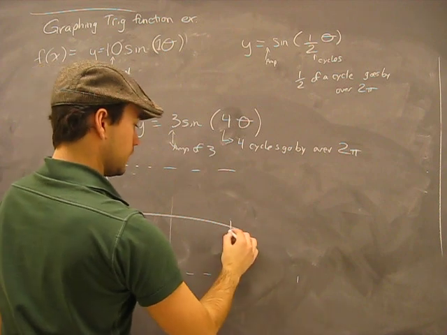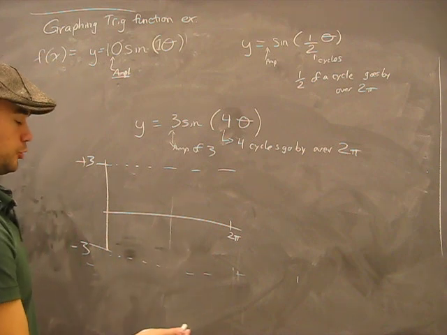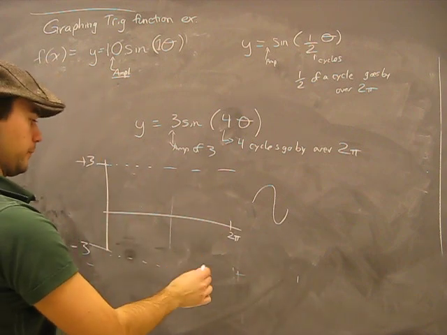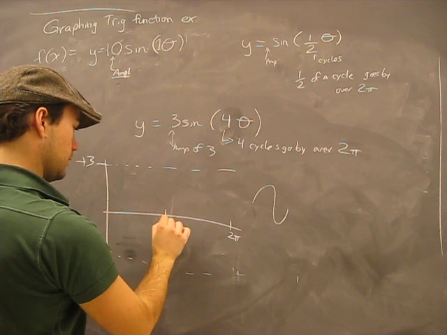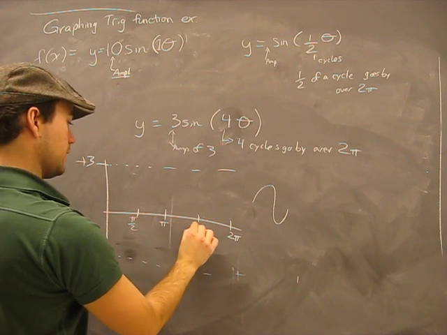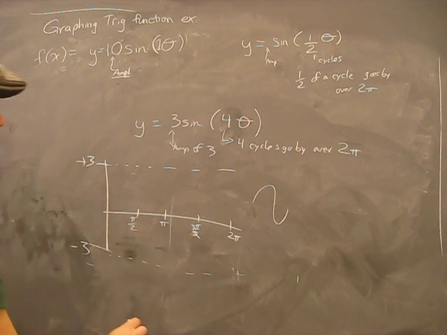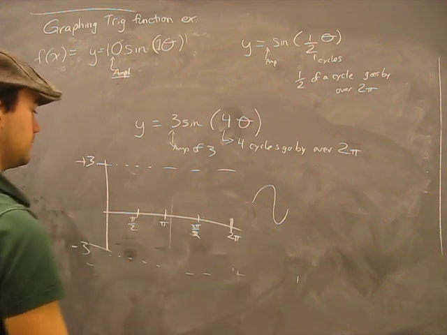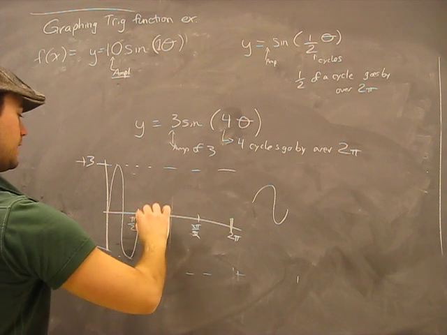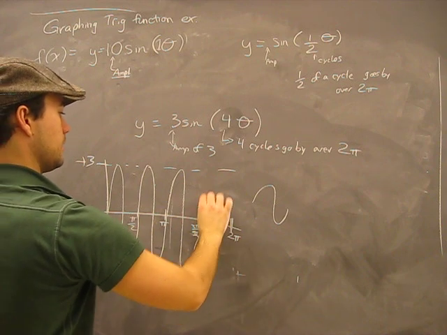2 pi is somewhere on here. Looks good to me. 4 cycles go by through 2 pi, so we're going to have 4 complete cycles. This is our complete cycle, 4 of them. It would be smart to divide this properly into 4. So that'd be pi halves, pi, 3 pi halves, and 2 pi. There's 4 cycles to the end of this thing, so I'll have 1 complete cycle there, another complete cycle there, another there, and another there.